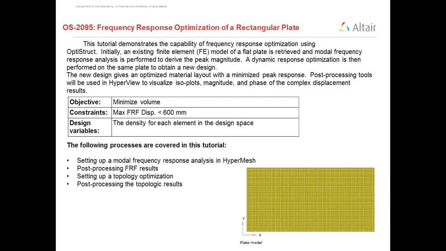My objective of the optimization is to minimize the volume. My constraint is the maximum FRF displacement should be greater than 600 mm. My design variables are the density of each element in the design space.